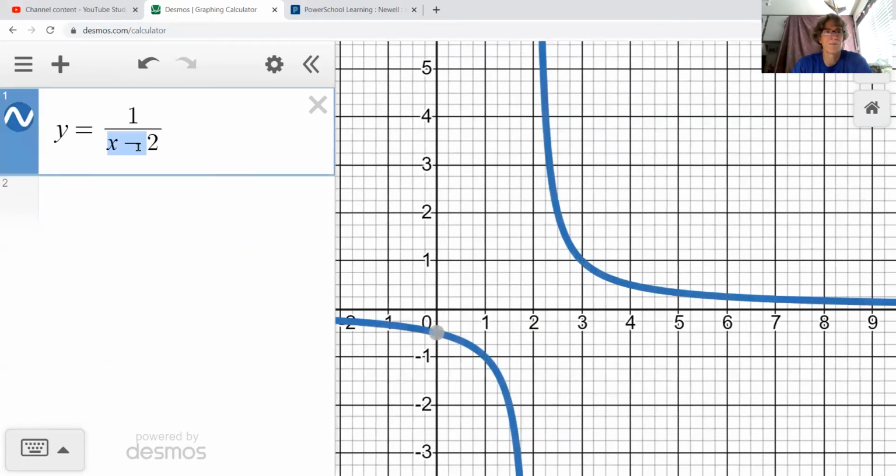I can't plug in 2. Remember 2, the domain restriction, x can't be 2. So the graph's almost like scared to be 2. It kind of turns away.